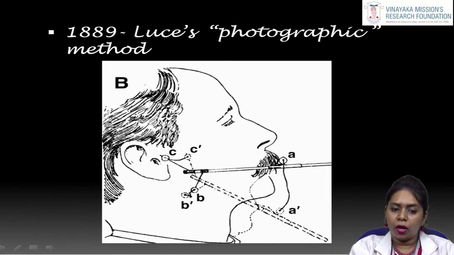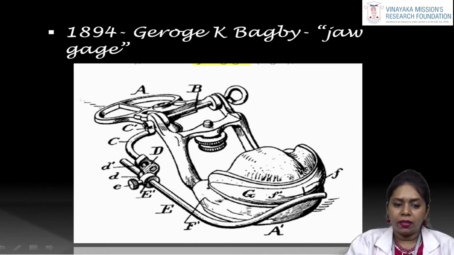The results were corroborated by previous studies that showed that the mandible moved downwards and forward, and in addition he found that condylar paths were curved and that there was considerable individual variation in relative movement of the condyle, the angle, and the symphysis. In 1894, George K.